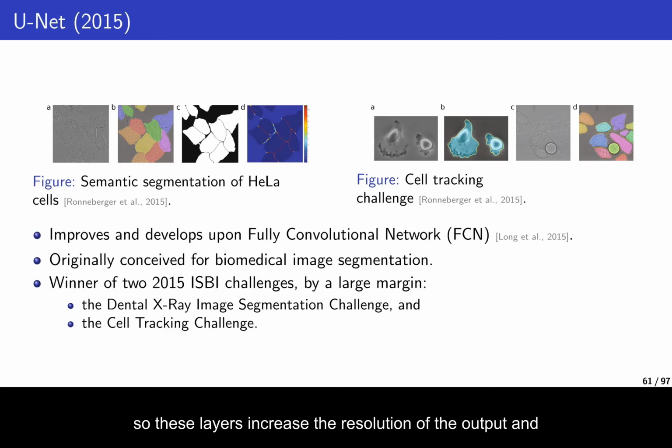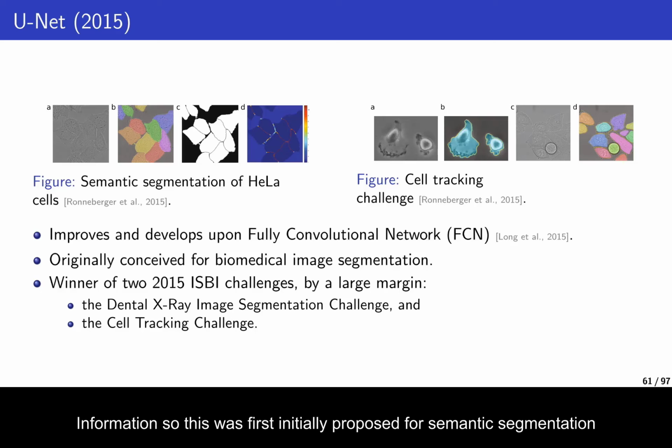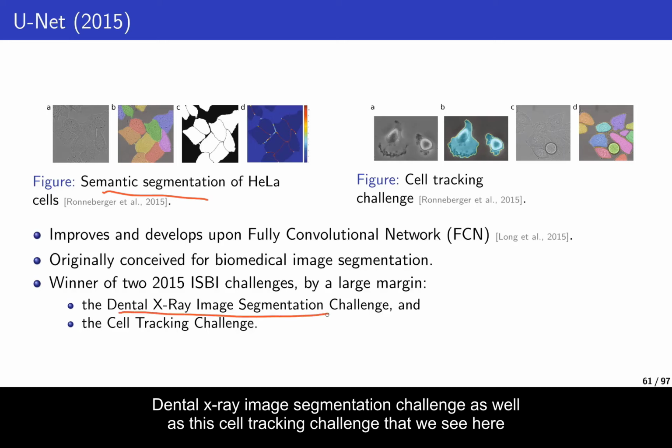These layers increase the resolution of the output, and the successive convolutional layers can then learn to assemble the precise output based on this information. This was initially proposed for semantic segmentation. We can see an example from the original paper here, and this in fact won the 2015 ISBI challenges by a really large margin, for the dental X-ray image segmentation challenge, as well as this cell tracking challenge that we see here.